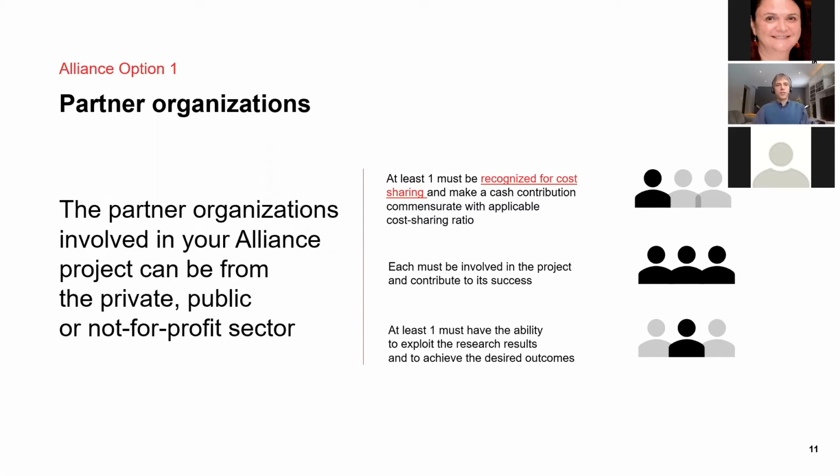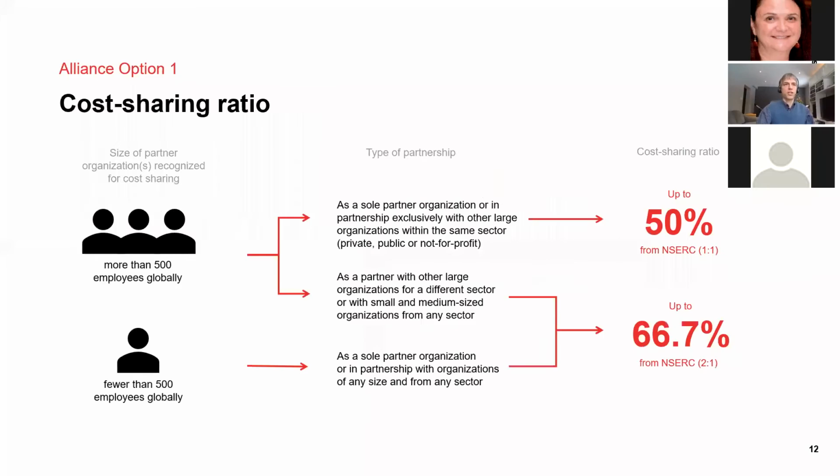But every other partner that's involved in the project must still contribute to its success. Normally, it's demonstrated through some in-kind and some cash participation potentially, but they must have a role in the project, not just be there. And at least one must have the ability to exploit the research results. Others might be there to help guide the research, make some contributions, but there must be at least one that can actually exploit it and achieve the desired outcome from the project.